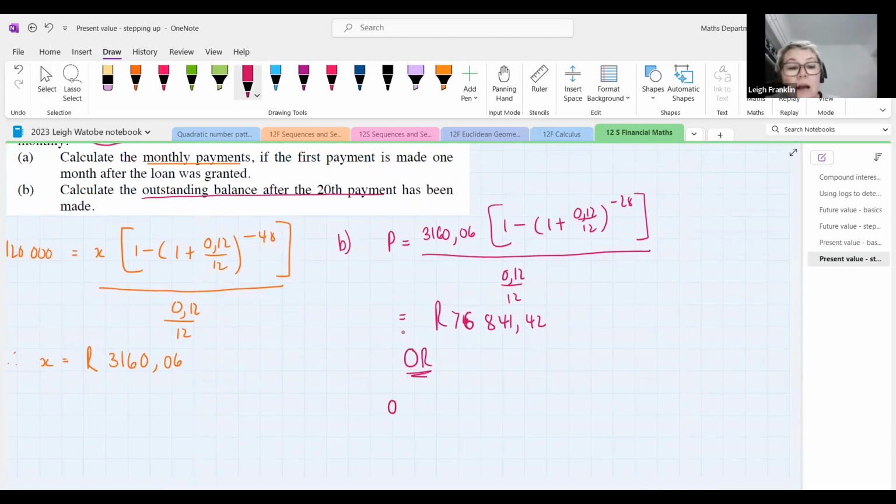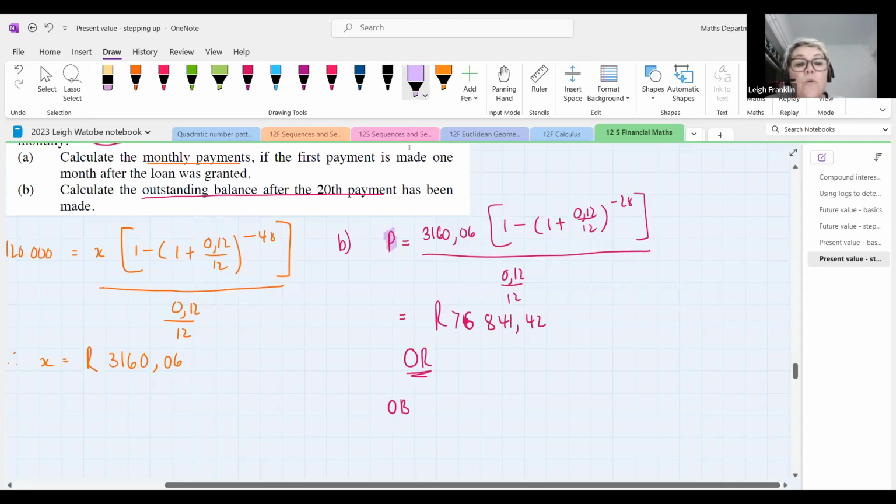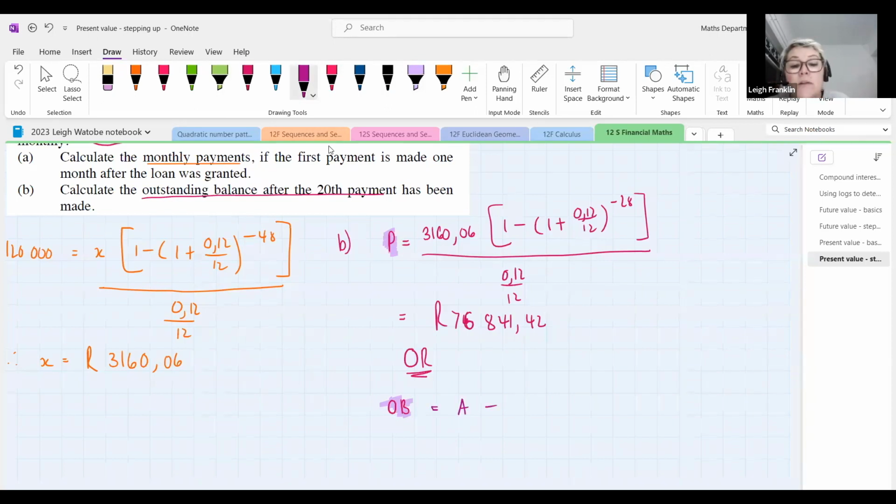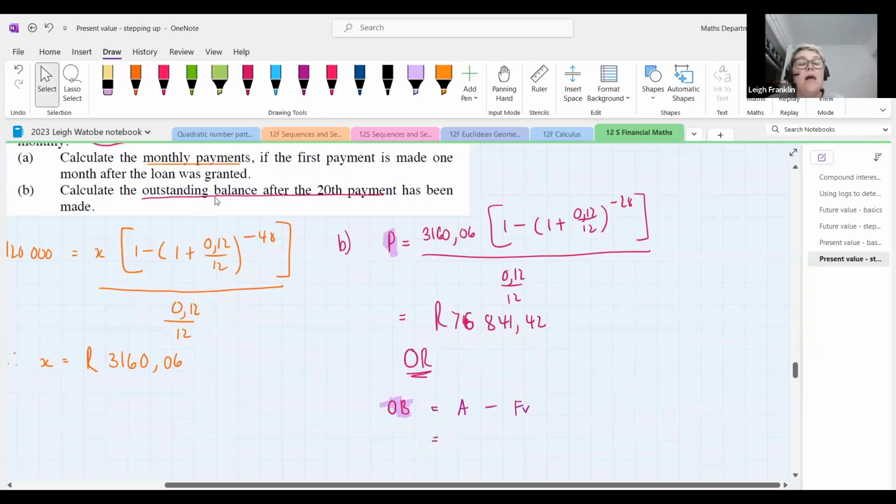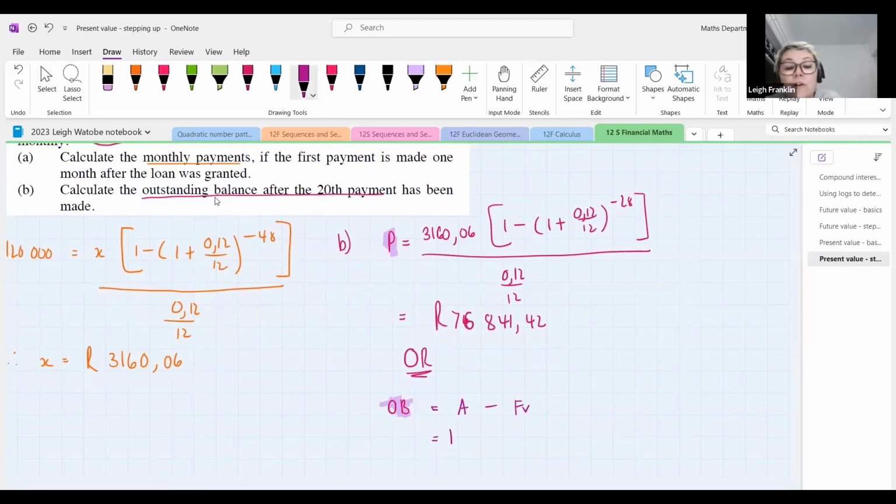we can calculate our outstanding balance. So this P here, this is your outstanding balance. It's the same thing. Our outstanding balance is A minus the future value of our payments. Now A represents the value of the loan. That was 120,000 Rand. Our interest rate is 12% per annum, compounded monthly.